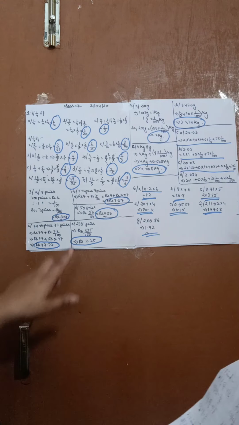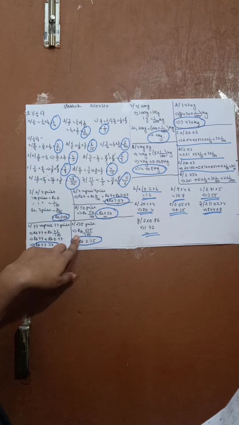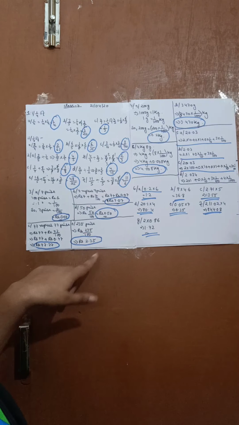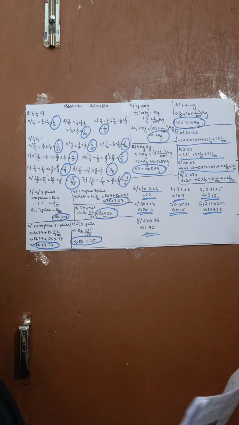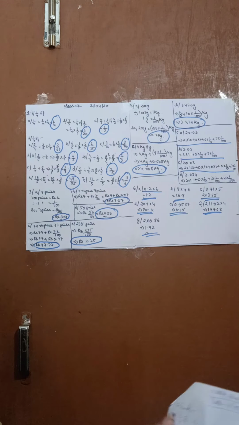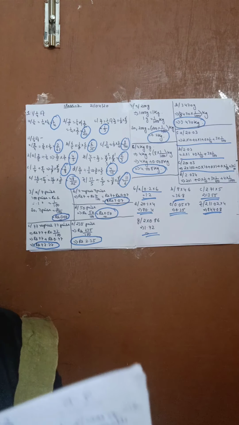Number E is 235 paise. Rupees 235 divided by 100 becomes rupees 2.35. So the answer of question number E is rupees 2.35. Let's move to question number 4.